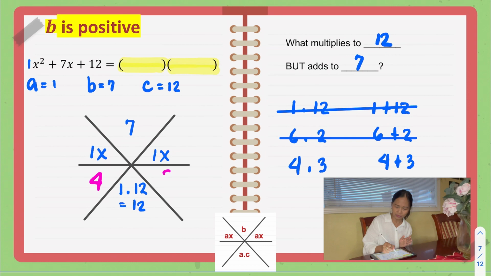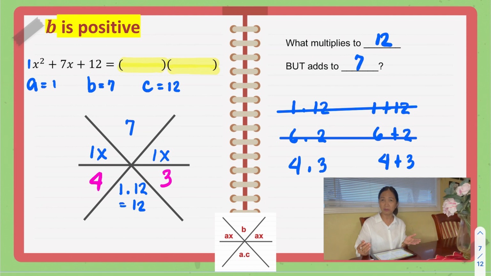4 and 3. Correct? Now, another question that may possibly come up is, can I write the 4 on the other side or can I switch the spots? Yes, you can. Because remember, multiplication is always commutative. The order of the factors will never affect the product. Look, 4 times 3 is equal to 12 and 3 times 4 is equal to 12.